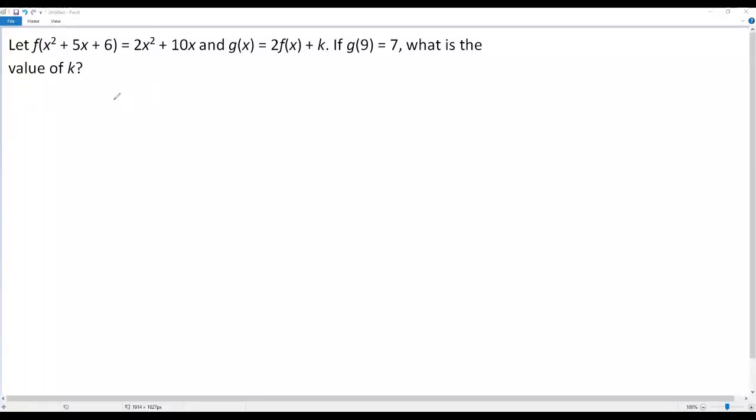Here we have a SAT math problem. Okay, let's go to the question. Let f(x² + 5x + 6) = 2x² + 10x and g(x) = 2f(x) + k. If g(9) = 7, what is the value of k?